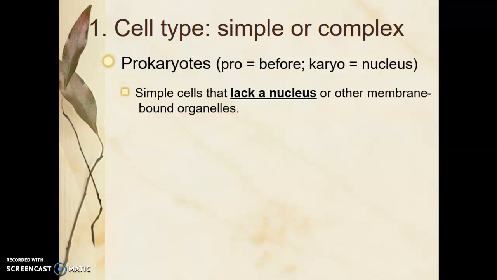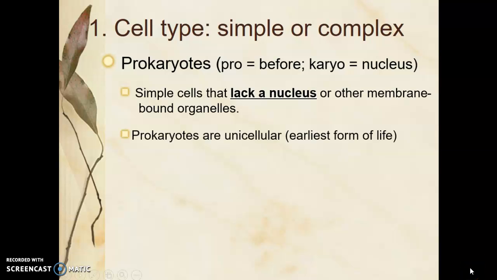They don't have a nucleus, so they lack a nucleus, and they lack other membrane-bound organelles. So with so few things in that cell, it is a very simple cell and also a much smaller cell. Prokaryotes are always unicellular, so they're an early life form that still exists today, but they are small and unicellular.